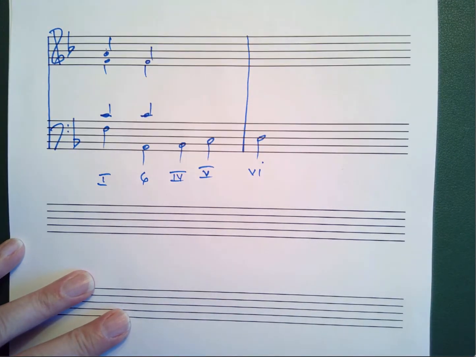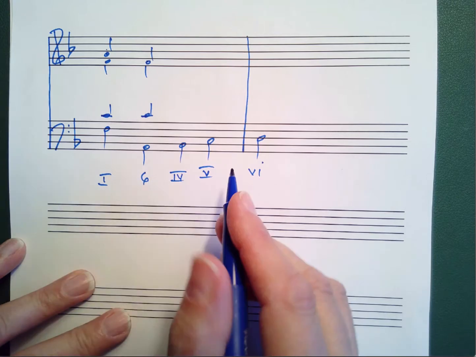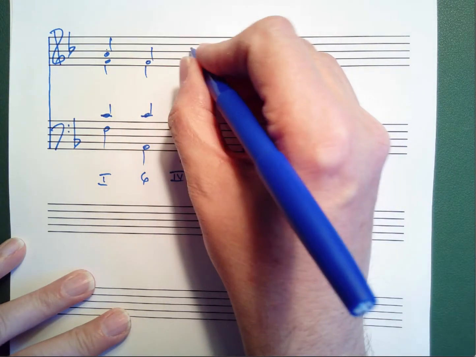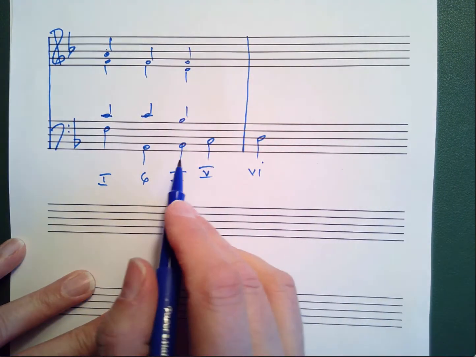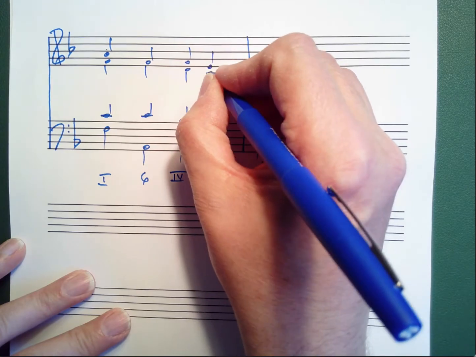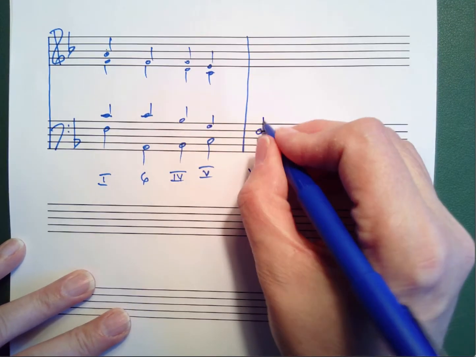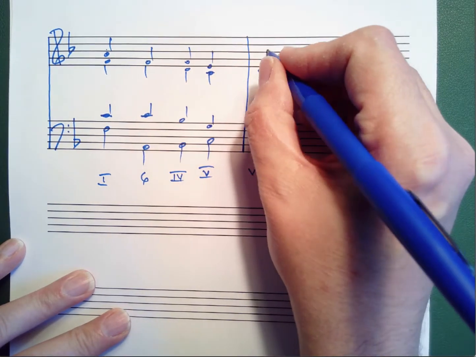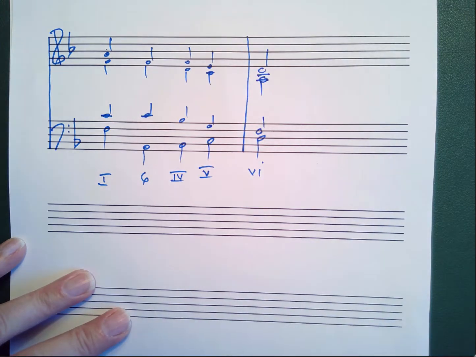us voice exchange. And now when the bass moves by step, upper voices generally want to move contrary motion to avoid parallel fifths and octaves. And at this point, we have to move contrary motion to the bass. Otherwise, we'll have parallel fifths and octaves. So that's a simple realization of this progression.